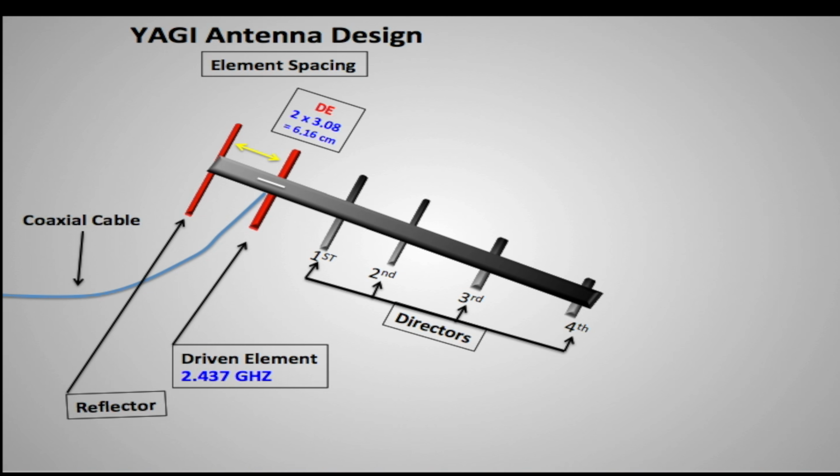Now we have to calculate the spacing between the driven element and the reflector. If the space is too close, the wave hitting the reflector will be too strong. So when it's reflected back to the driven element, it would cause the antenna to detune, and you'll also get a high SWR. If the space is too wide, the wave hitting the reflector would be weak. So the signal reflected back to the driven element would be low. So the transmitted signal from the driven element out towards the directors would also be low.